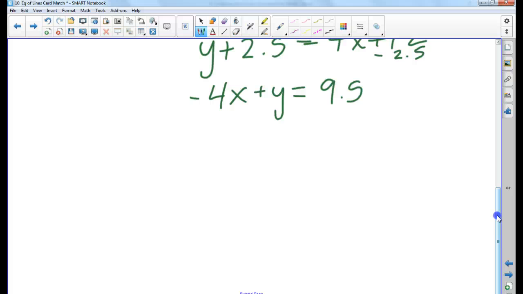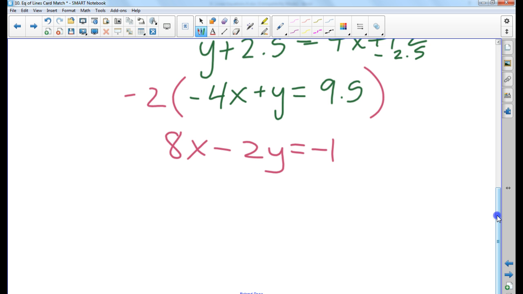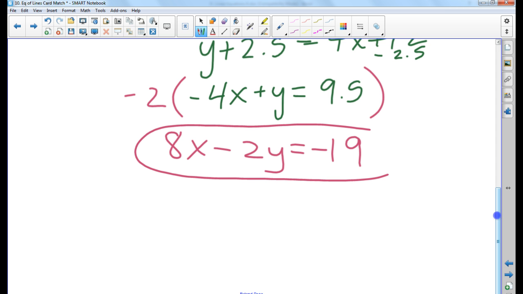It's half, yeah. So, if we're going to kill 2 birds with 1 stone, we're going to multiply all of this by negative 2. Because we need to get rid of our leading coefficient and our fraction all at the same time. Okay, here we go. Negative 2 times negative 4. 8x minus 2y equals, okay. Is that what we had on the answer? Good. Okay.